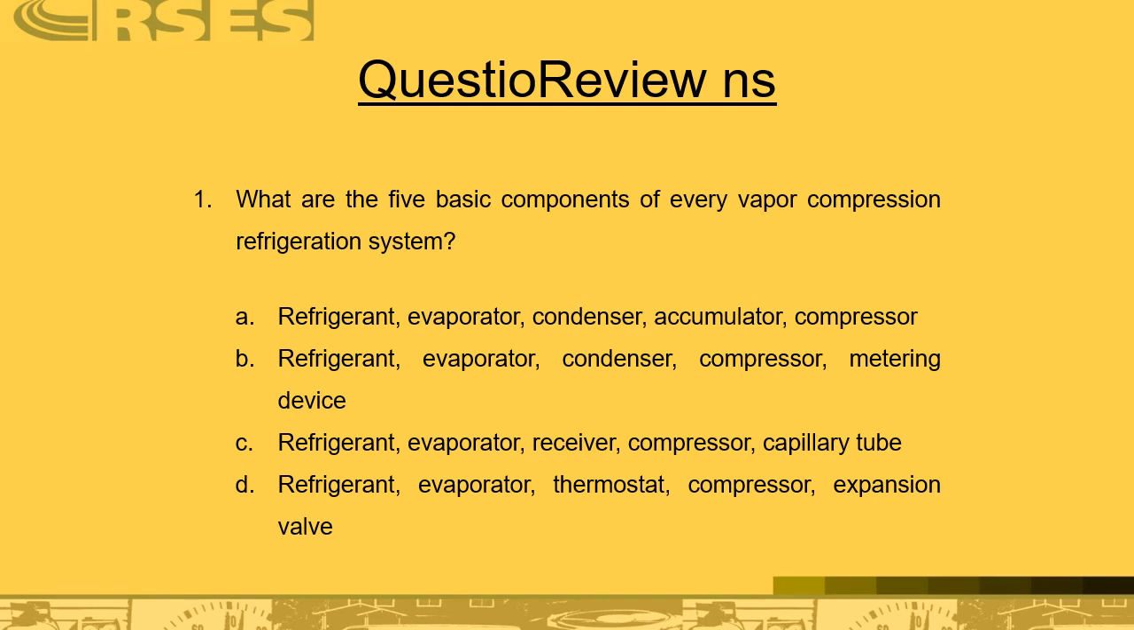So as in this example here, the 5 basic components of every vapor compression refrigeration system. The best answer for this one would probably be the letter B. Notice that the red indicator shows a refrigerant, evaporator, condenser, or metering device. So please complete all these questions pertaining to this lecture, and thank you for your participation.